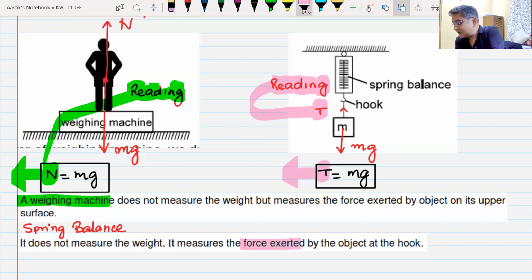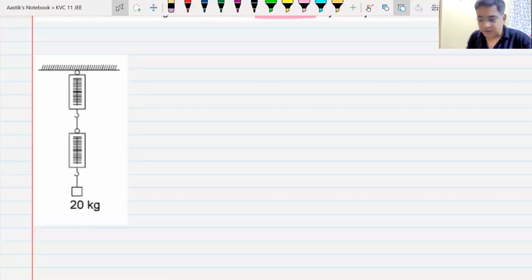A spring balance or a weighing machine only measures the force exerted by the block or the body on top of it. Whatever you have kept or whatever you have hung, they just tell you the value of that force and nothing else. Everyone understands this? Yes or no? Okay.